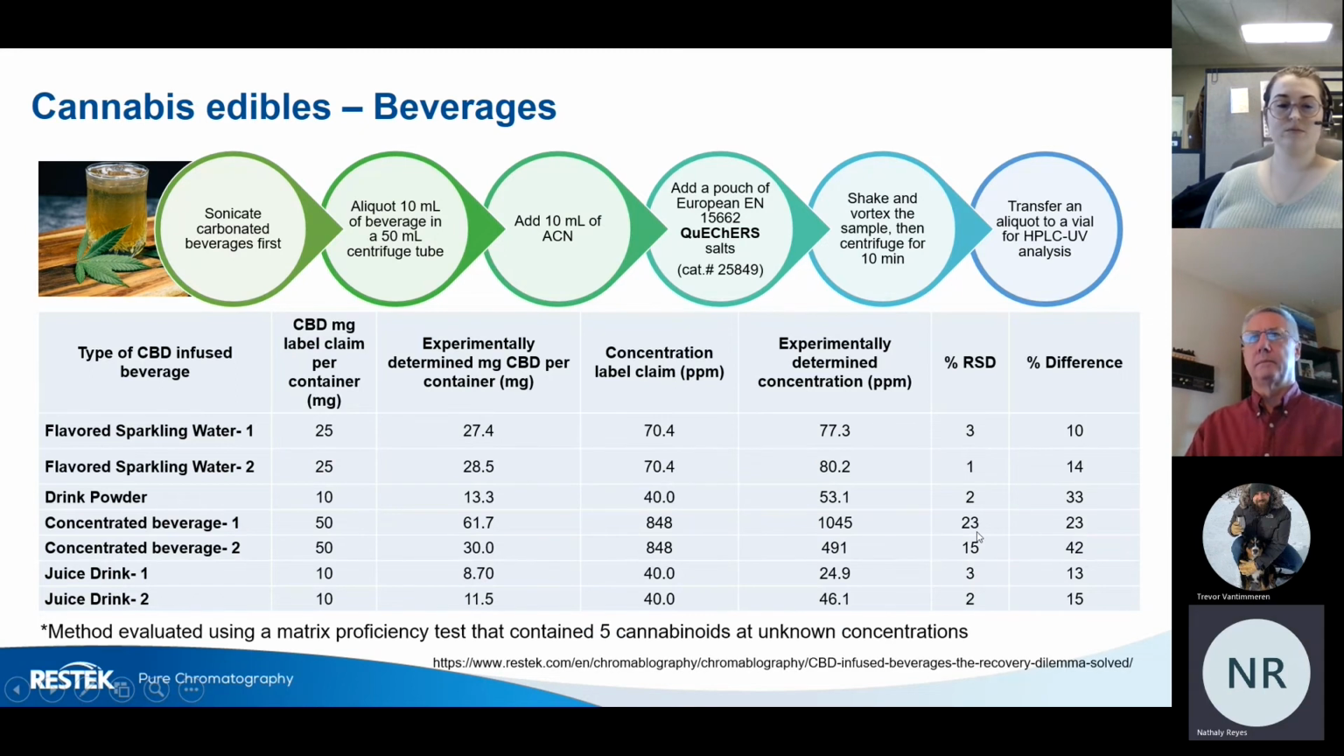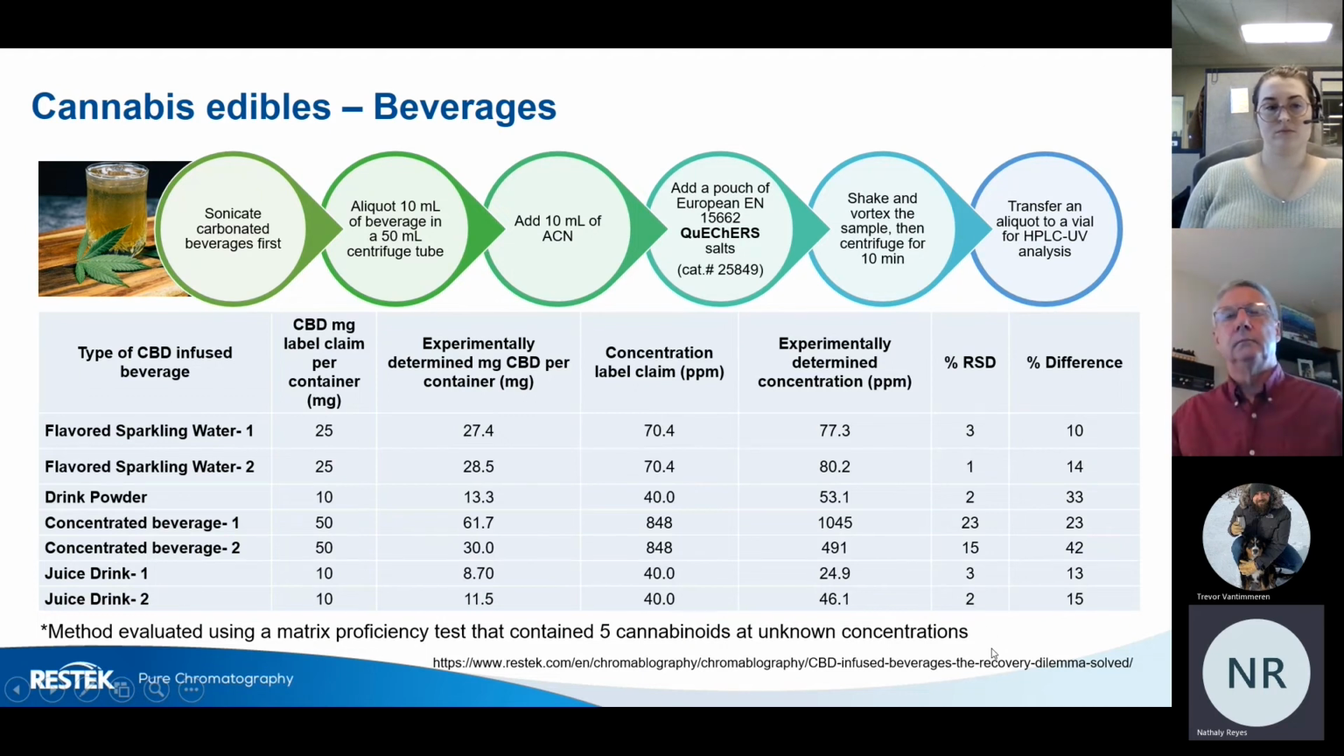So my colleague was able to verify the proficiency of our method by getting a matrix proficiency test. So this test contained 5 cannabinoids at unknown concentrations, and she determined the concentration with our method and submitted the results to the supplier, and then she was able to verify that the method properly works. So this is a very reliable method.